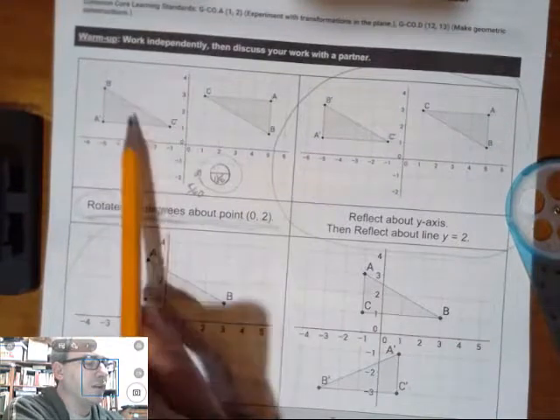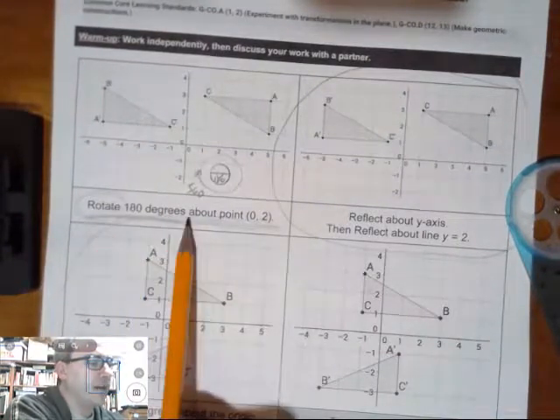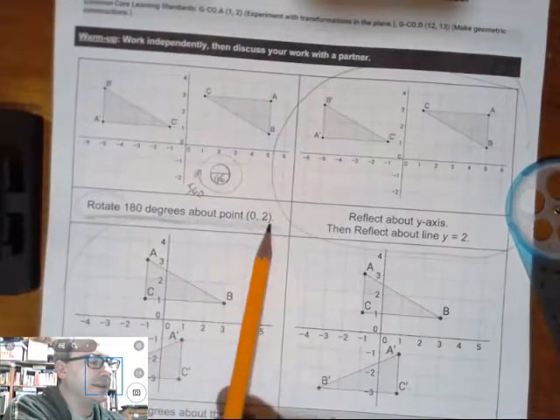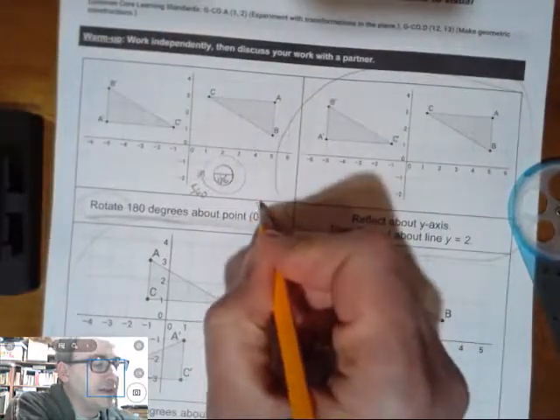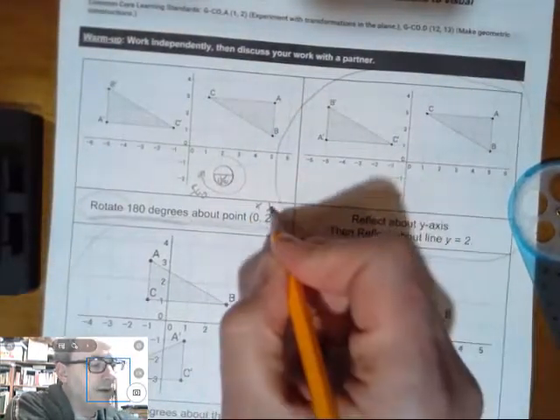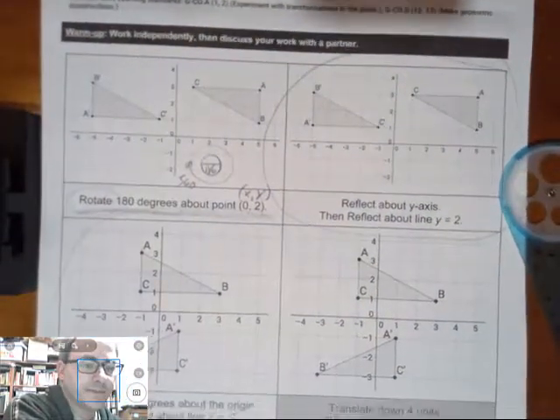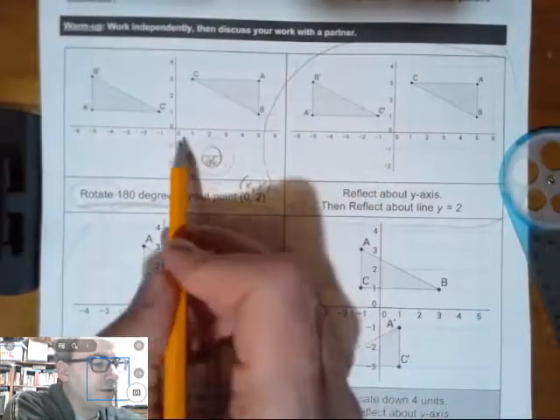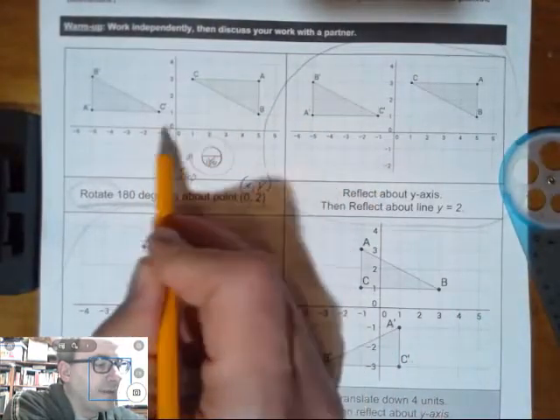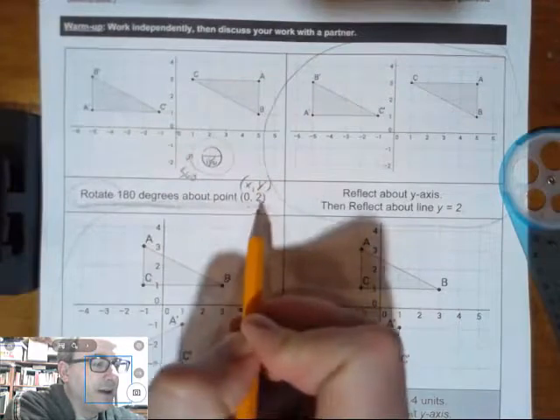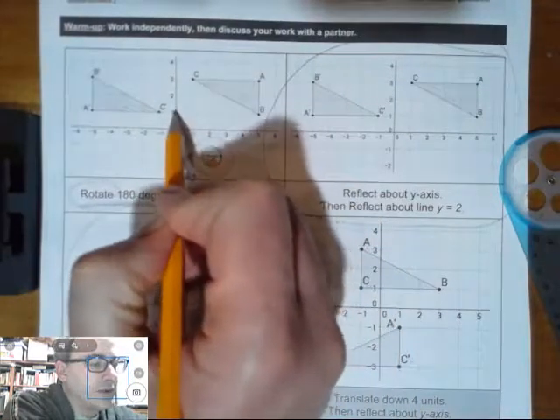So we're going to rotate this triangle 180 degrees around (0,2). Remember, 0 is my x value. The 2 is my y value. This is coordinate notation. So where is this point (0,2)? It's where x is 0, so where I'm not left or right of here, I'm right there. My y value is going to be 2, so I go up 1, 2.